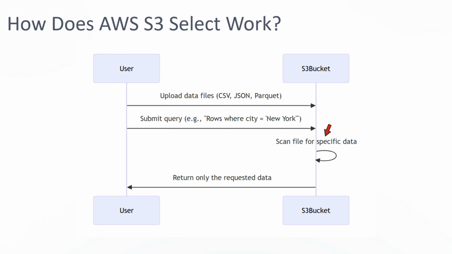Third step is get only what you need. AWS S3 Select will scan the file, pick out the specific data that you asked for, and send back just that part without downloading the whole file.